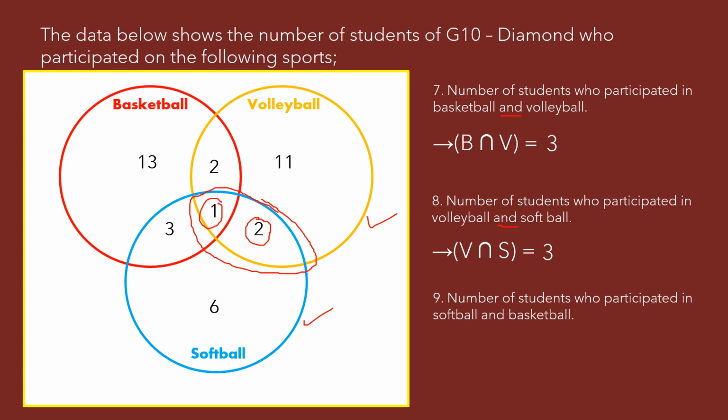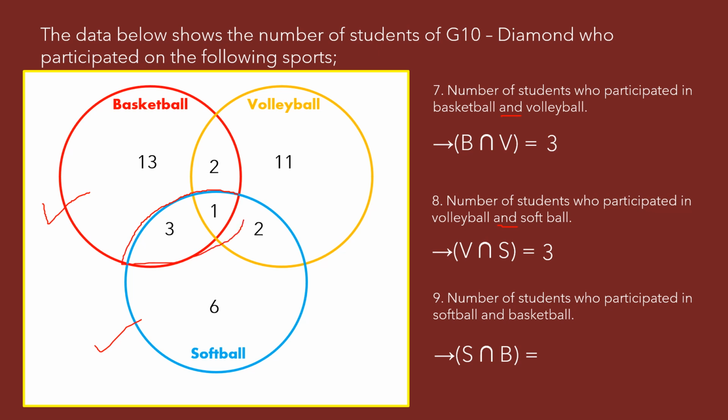Next one, for number 9, number of students who participated in softball and baseball. There's the word "and" again, so therefore we will have S intersection B. The common region shared by these two circles is this area involving the numbers 1 and 3. So therefore 1 plus 3, the answer to our number 9 is 4. Okay? So hope it is clear how to solve problems using intersection and union.